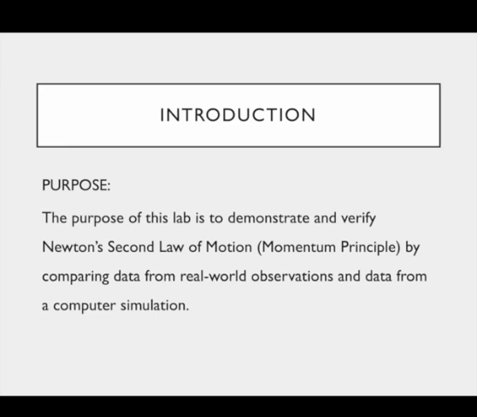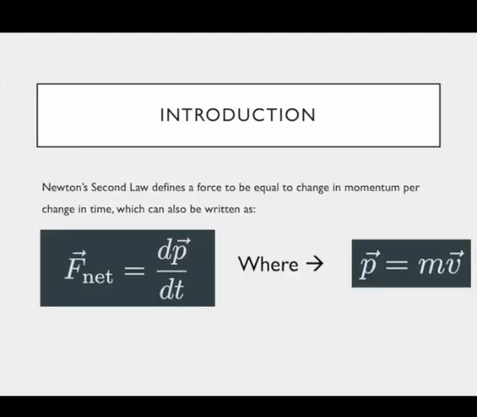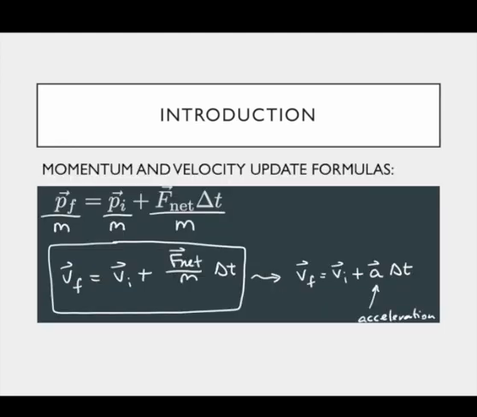Newton's second law defines a force to be equal to change in momentum per change in time, which can also be written as F net equals dp over dt, which in layman's terms is the net force is equal to change in momentum over change in time, which can be taken a step further, where the final momentum is equal to the initial momentum plus the net force times the change in time. And if you divide that whole equation by the mass, you get a velocity update formula, where you can see below.